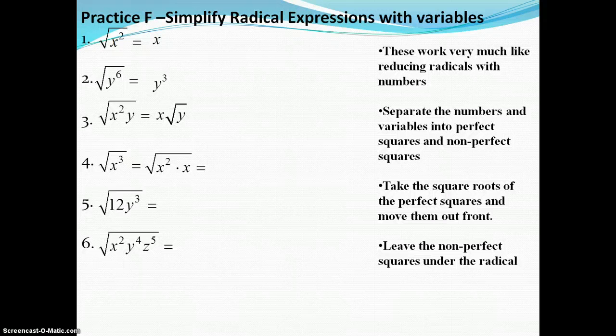So now I take the square root of x squared, which is x, and that comes out from underneath the radical sign, and the x that I couldn't take the square root of, that stays underneath.